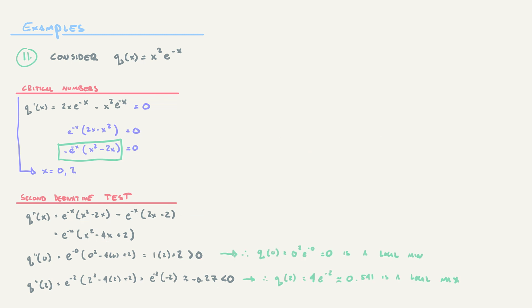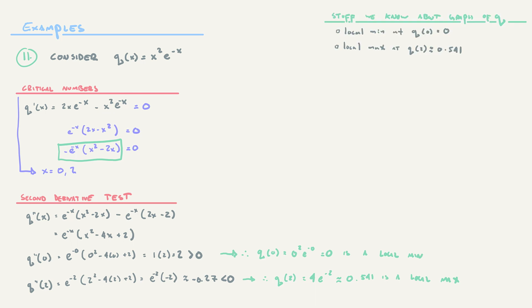And so here we go. By way of the second derivative test, we know that there's a local minimum at q of 0, which is 0. And we know there's a local maximum at q of 2, which is approximately 0.541. Okay, so let's go ahead and record that stuff.